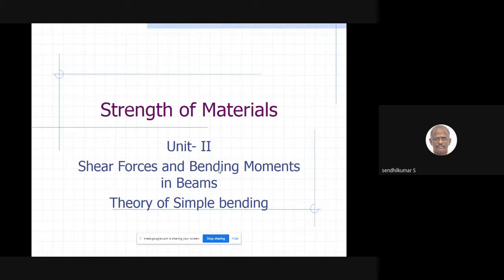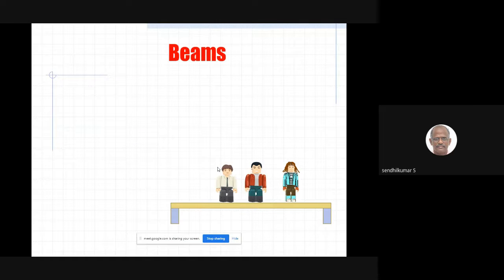So today in this class, we are going to discuss the shear force and bending moments in beams, in Unit 2 of our strength of materials. And the other part of our unit is the theory of simple bending. So what are the different types of beams? What is meant by a beam?